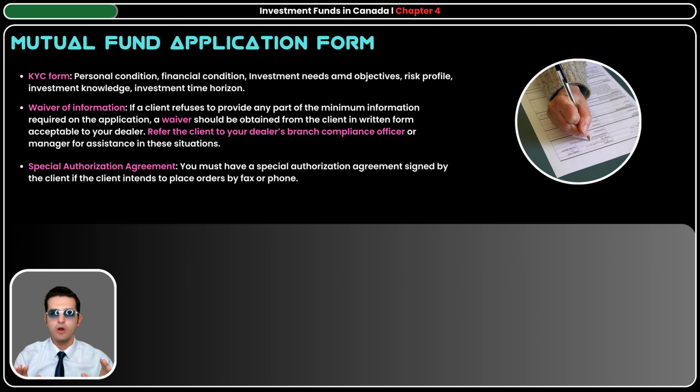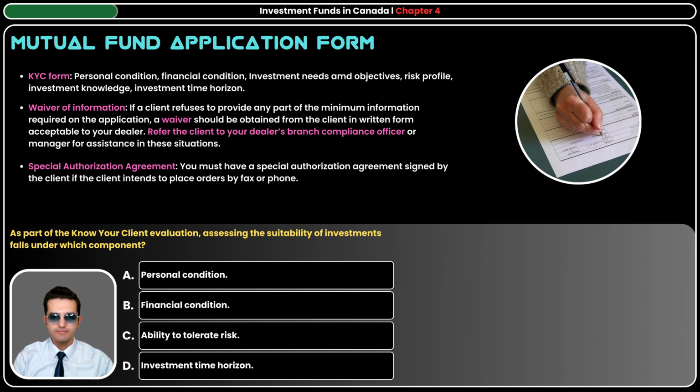So we know that we need 3 different forms when a new client comes in. That client needs to complete the KYC form, and we need to get a waiver of information and a special authorization agreement signed by the client. Are you going to get questions from mutual fund application forms? You may be. Let's get to the type of question you might get at your final test from this topic.